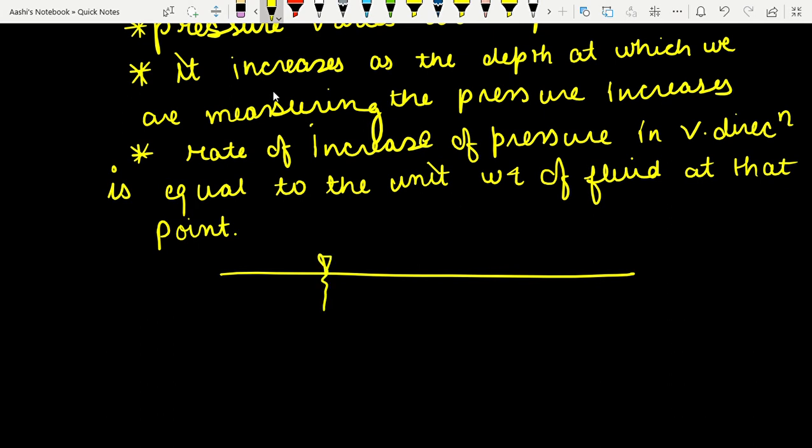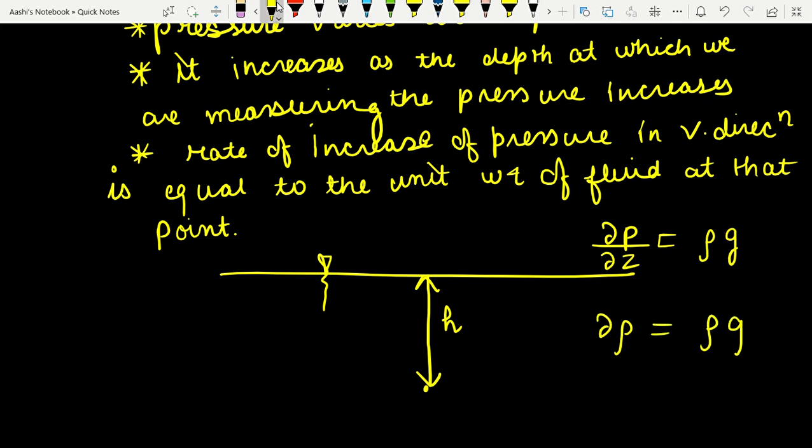So using this expression and Pascal's law, there are a lot of problems that can be solved based on this concept. Suppose this is a free surface and I want to know the pressure at this particular depth. Let's say this is H. So I know that dou P by dou Z is equal to rho g. If I take this to the right hand side and integrate it from 0 to P, at this particular point I want to know the pressure, and here the pressure is 0. Actually it is not 0, it is atmospheric pressure, but let me consider only gauge pressure.